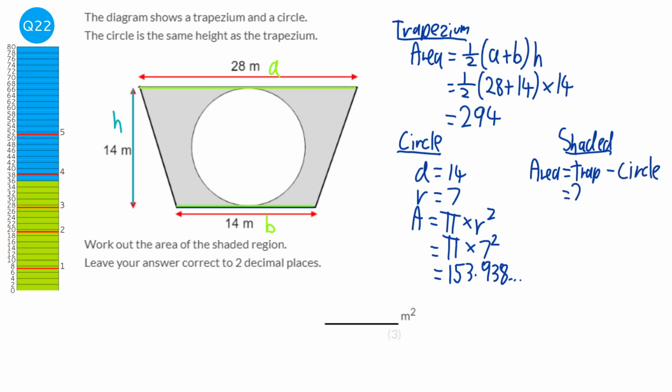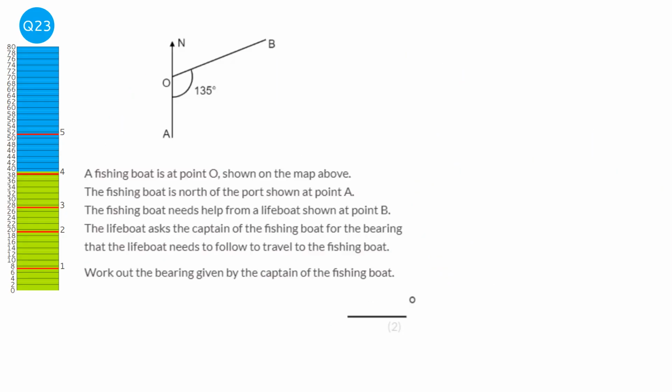So the trapezium's 294, the circle's 153.93... And when you do that, you get 140.061... It says it wants it to 2 decimal places, so it would be 140.06. So when you read this question, the question's basically asking you to find the bearing of O from B.